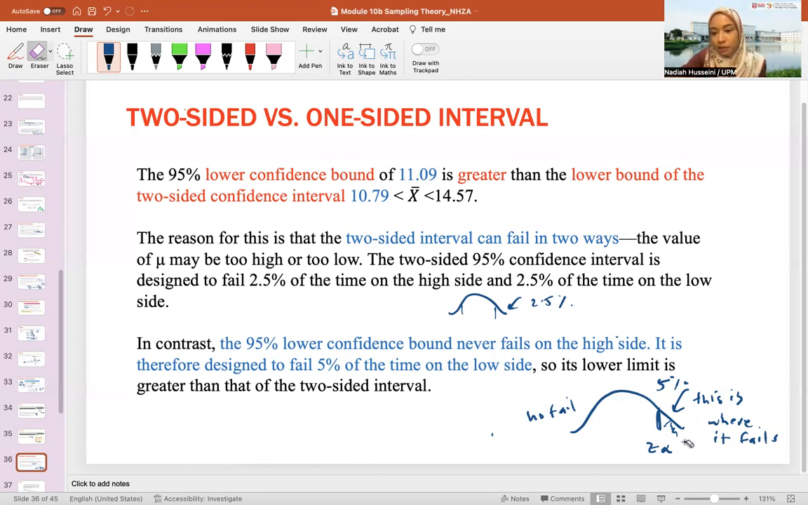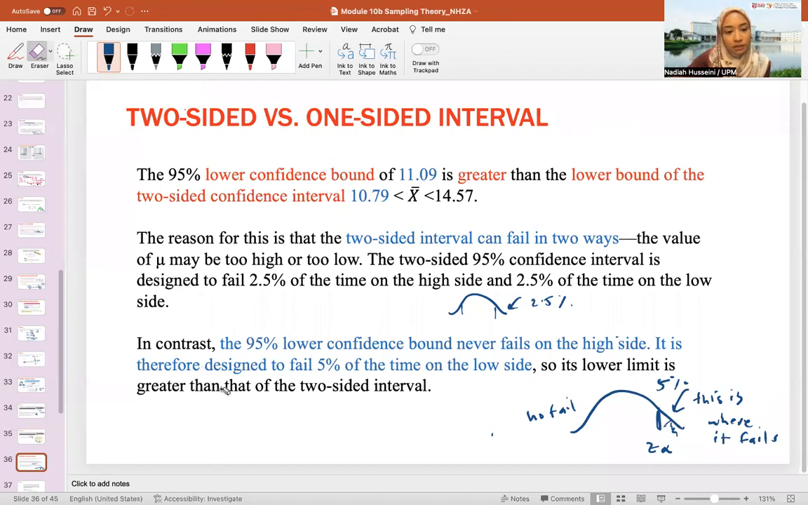So 5% is where our population mean is not within our confidence interval. In contrast, the 95% lower confidence bound never fails on the high side. It is therefore designed to fail 5% of the time on the low side.